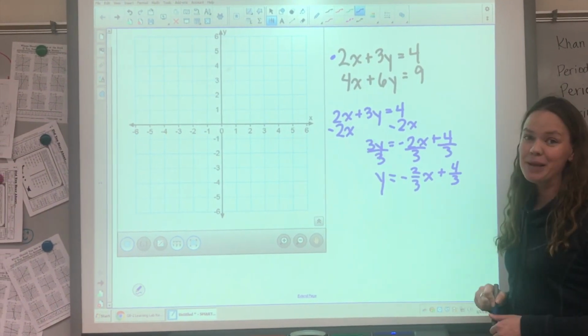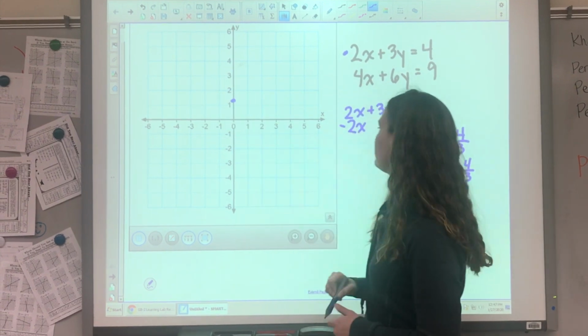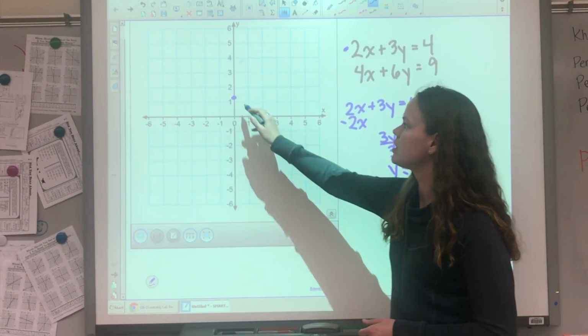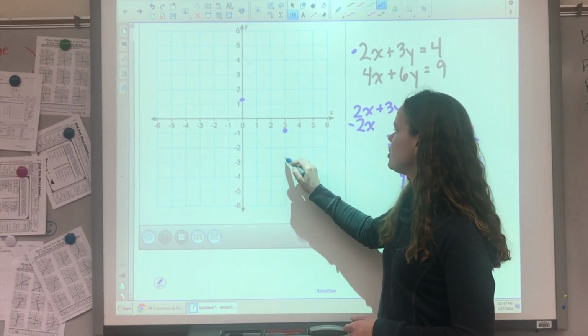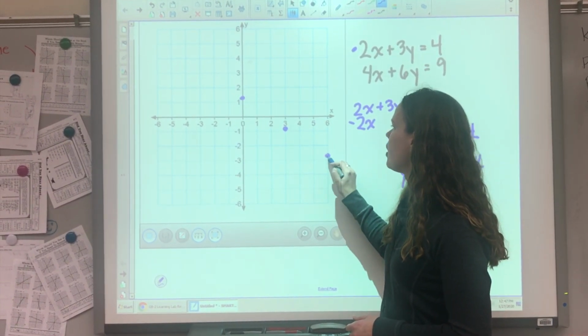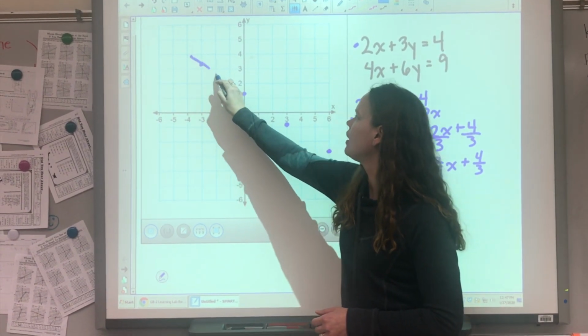We've got our y-intercept of 4/3, so we come up here to 4/3, and then we've got a slope of negative 2/3. So down 2 to the right 3, down 2 to the right 3, or we could go up 2 to the left 3. Connect your dots.